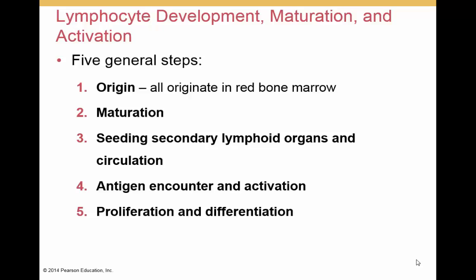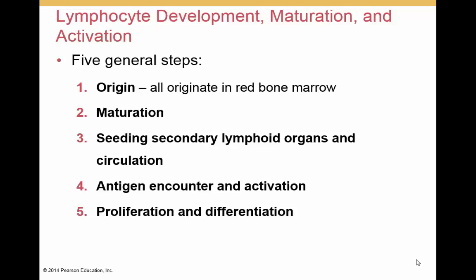Some of your T cells and B cells may never be activated, but if they are, we're going to get into step 4, antigen encounter and activation. How does this occur? What are the steps? And then into the proliferation. Basically, they're going to clone themselves out like Star Wars, the Clone Wars. They all look the same. We're going to make a huge army that recognizes that one specific antigen and knocks it out.